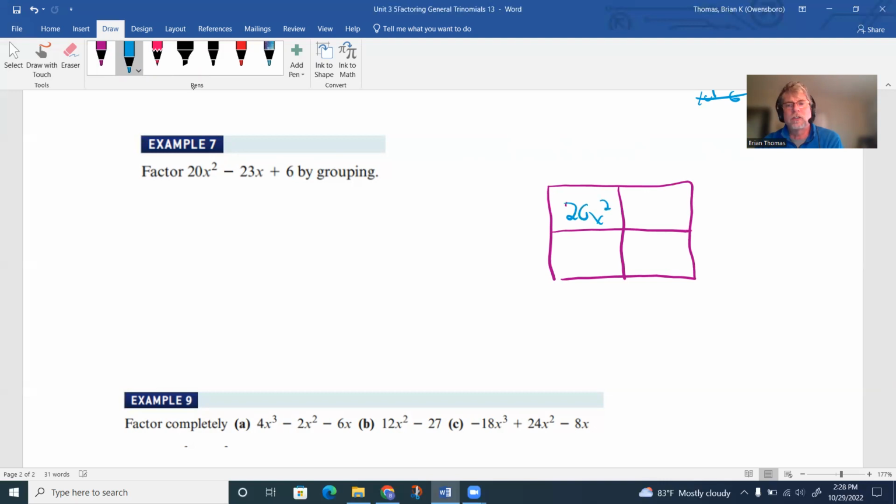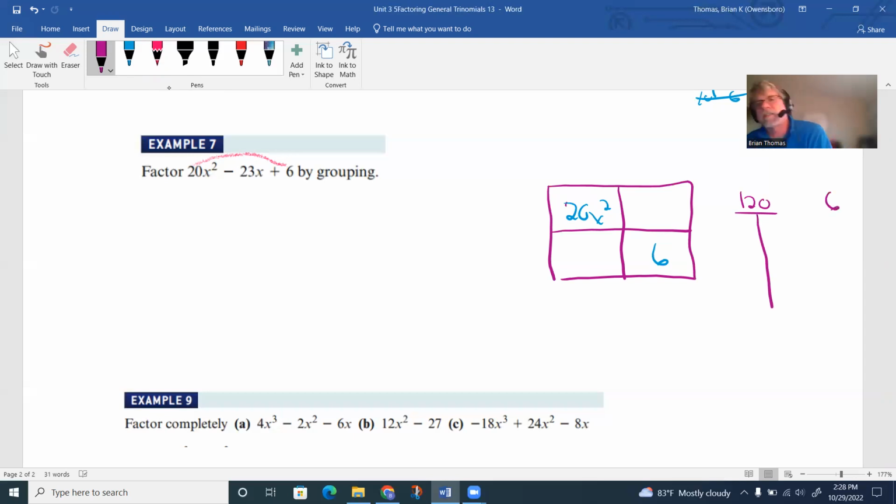My constant is a 6. It goes to the bottom right. Now, to build the middle term, we have some work to do. So this is where big T comes into play. If I multiply the 20 times the 6, that's going to give us our big T. So 20 times 6 is going to be this 120. So we need to find the factors of 120 that give me a 6.